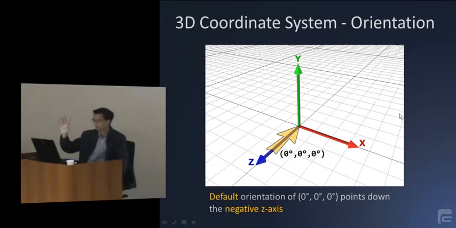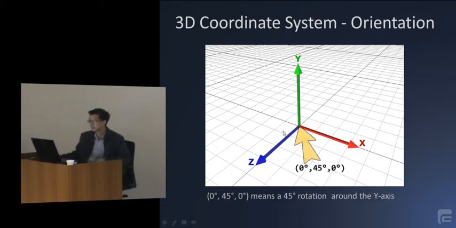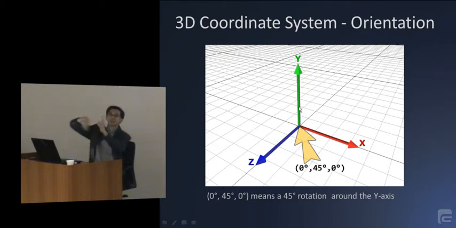Now orientation is specified as 3 rotations around the axes. So for example, if I want to say this direction, it's a 45-degree rotation around the y-axis. You rotate around this rod. The y-axis is pointing upwards, and it's rotated 45 degrees this way. So this is 0, 45, 0. The 45 is obvious, because it's half of a right angle here.